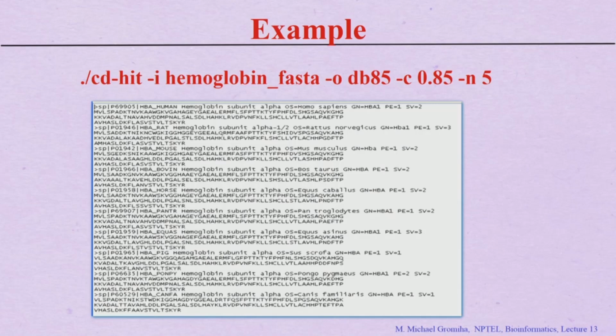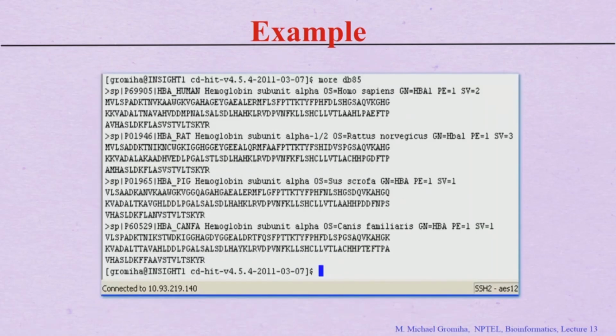So, now we give the sequences. We have all the sequences in FASTA format and we run CD-HIT. This is the input file and here this is the output. With 85% sequence identity and using the word size n, you can use any word size, here n equal to 5. Then you will get the final data.